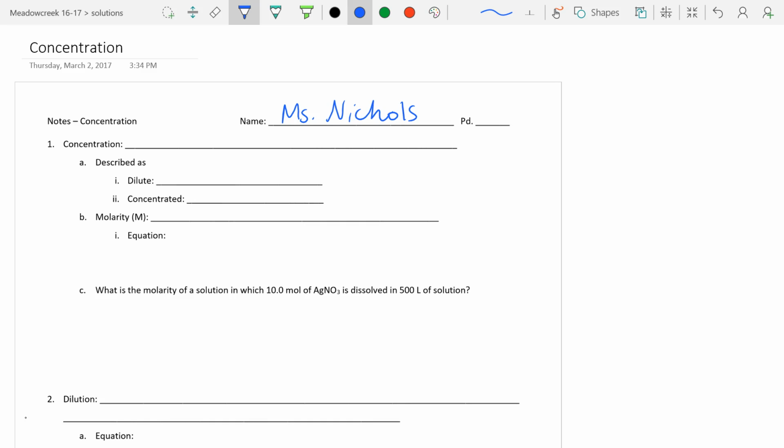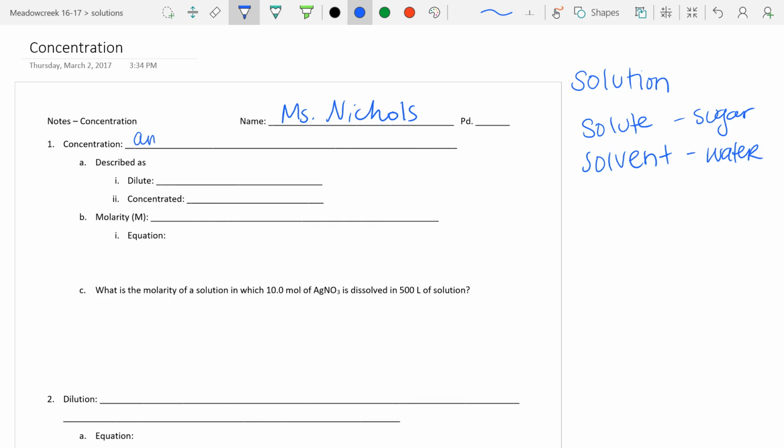Now, we've been talking about solubility and how we have a solution that's made up of a solute and a solvent, and how Kool-Aid, for example, would have sugar as the solute and water as the solvent. But how do you tell the strength of it, or how much is in there? Well, that's what concentration tells us. Concentration is the amount of solute divided by the amount of solvent. Basically saying how much sugar do we have in this water or how much chemical do we have in this water.